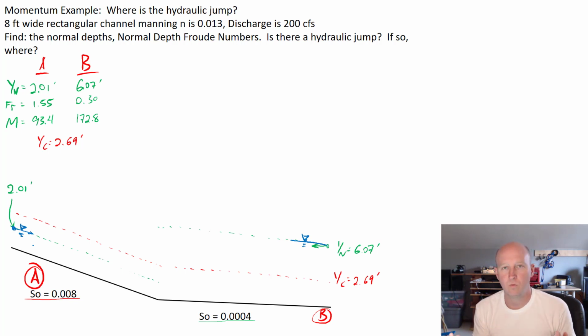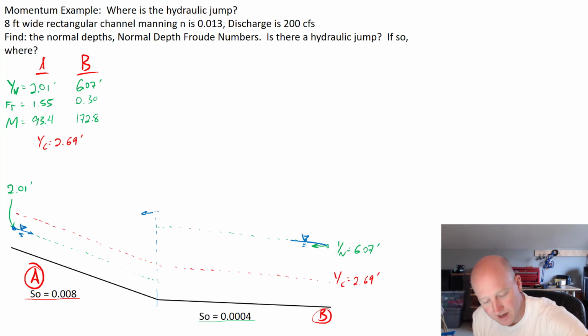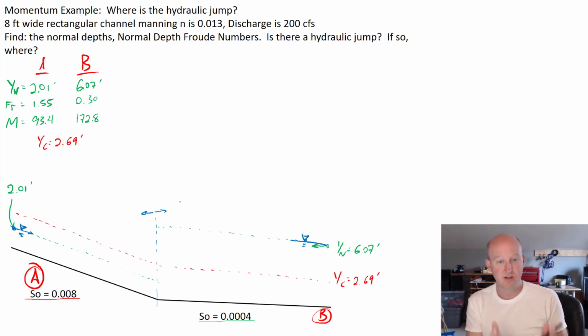And so what we need to do is figure out, does the jump happen upstream of the change in slope, or does it happen downstream of the change in slope? Because that's going to tell us whether we have an S1 curve or an M3 curve. And the only way to really do that is to look at what would happen if there was a way to force the hydraulic jump to occur right at the change in slope.